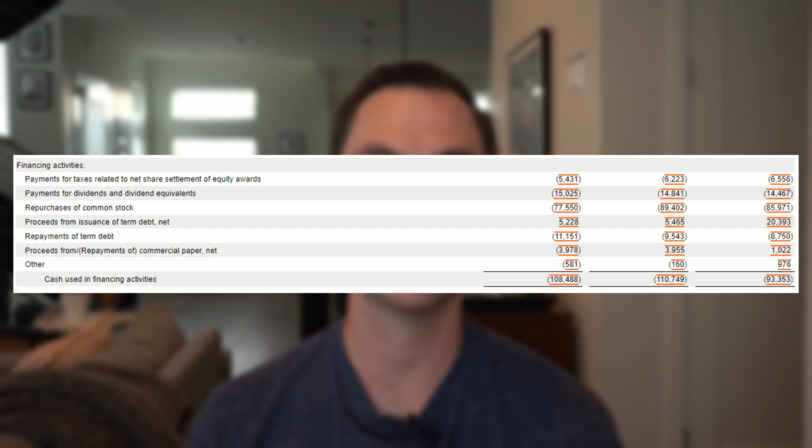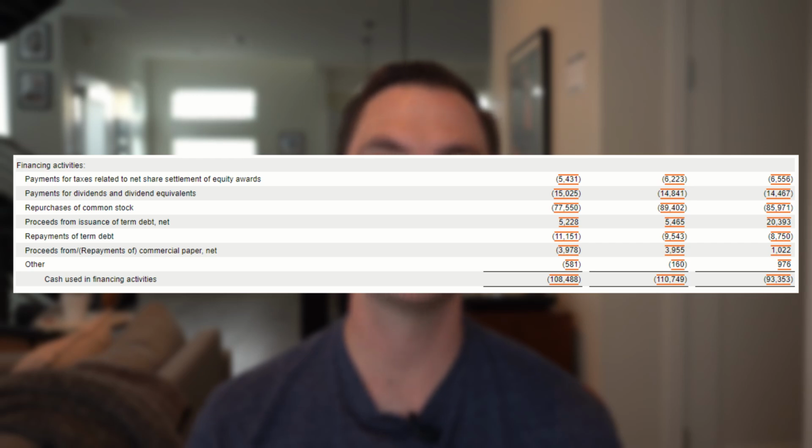Then lastly, we will see financing activities, and this is any activity the company is doing that changes the capital structure of the firm. Think of this as the debt to equity ratio of the company. Dividends also flow through this section. So for Apple, we'll actually see payments of dividends reported, along with proceeds from debt, repayments of debt, repurchases of shares, things of that nature.